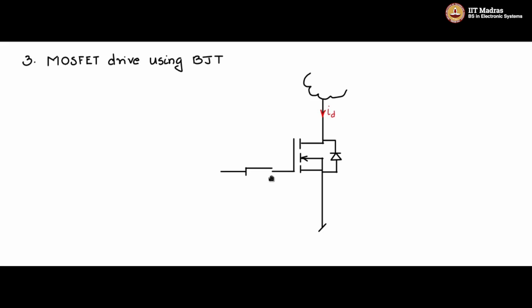All BJT drive circuits can be used for MOSFET gate drive. Let us see an example. I will draw the MOSFET, drain connected to the external load, source connected to the ground, there is a body diode, and we need to monitor ID, the switched drain current. The gate drive is the one resistor R1.